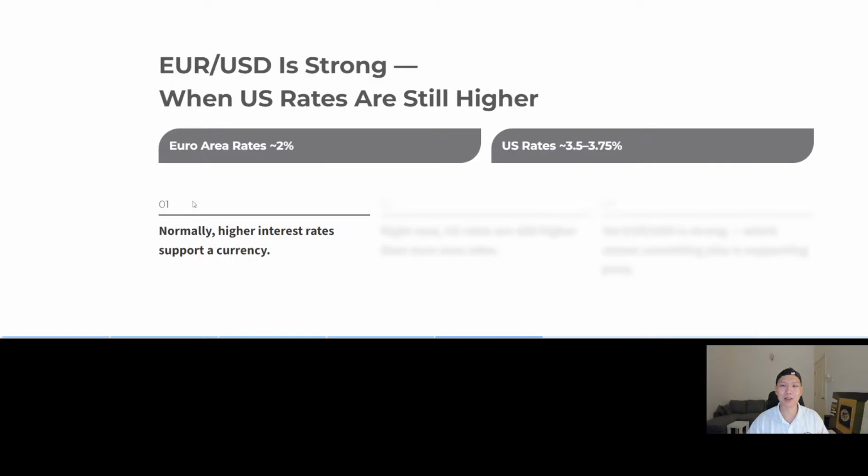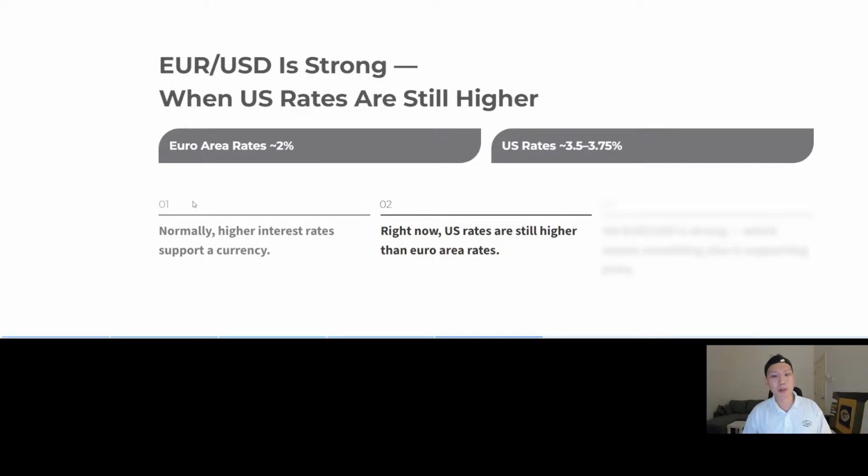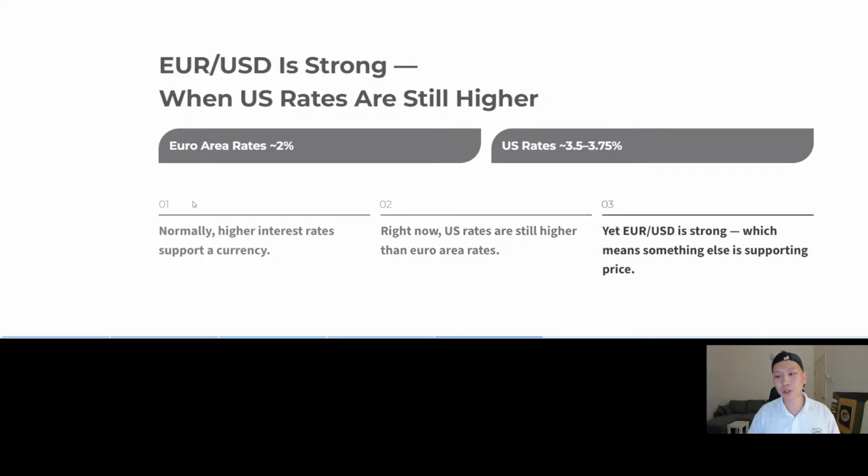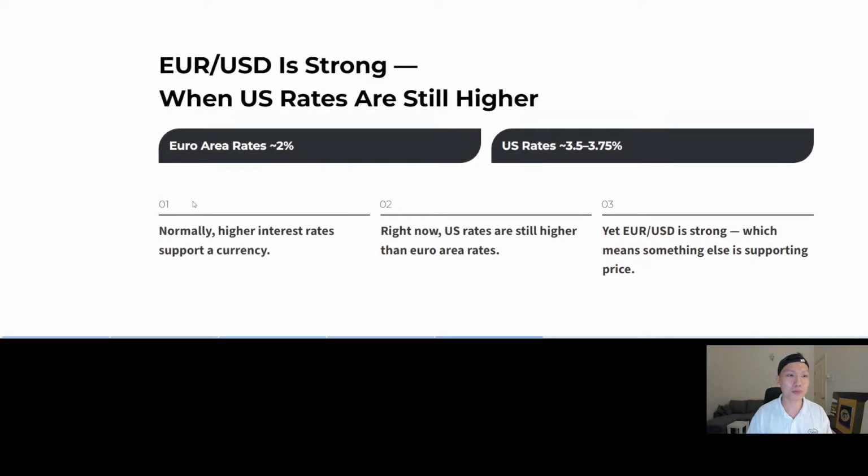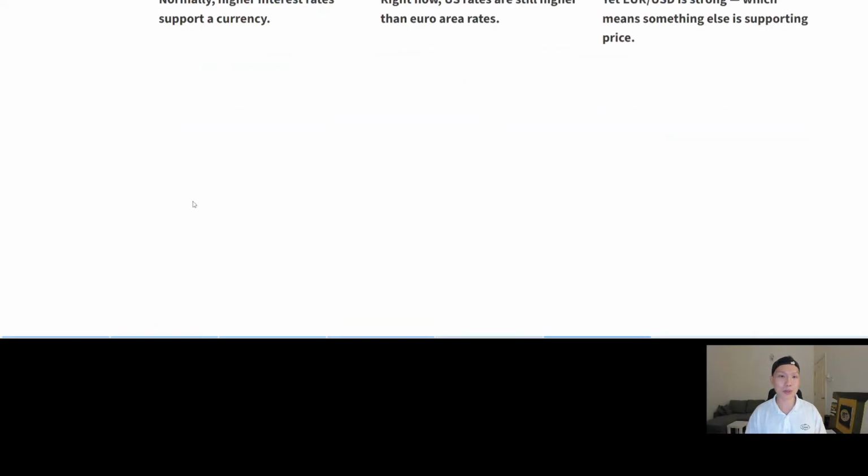Why is that happening? If you take a look at the rates, US rates are much higher than the euro, at least 1.5% higher. But what is going on? It only indicates one thing: something even stronger than the rates is supporting the price of the euro, EUR/USD.